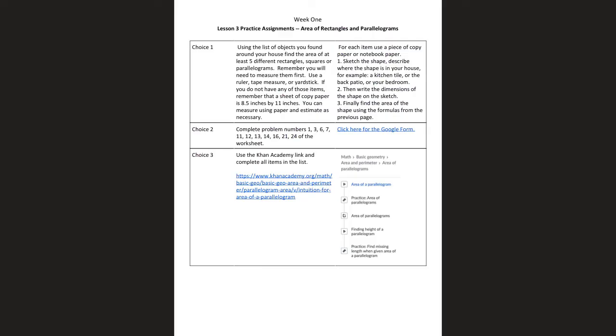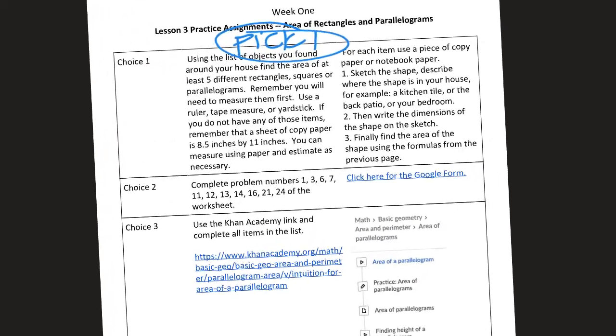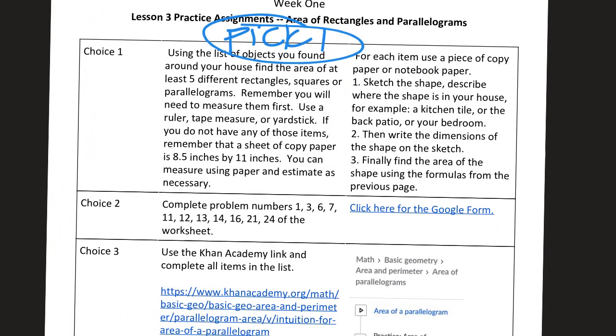So your 3 choices for practice, remember that you just have to pick one. Okay, using that same list from when you went around your house and found a bunch of different objects, you're going to find 5 different rectangles, squares, or parallelograms, and you're going to find their areas. So last time you did perimeter, this time you're doing area. Again, make sure you're writing it on a piece of paper. That way you can take a picture of that and upload it on Google Classroom under the assignment.